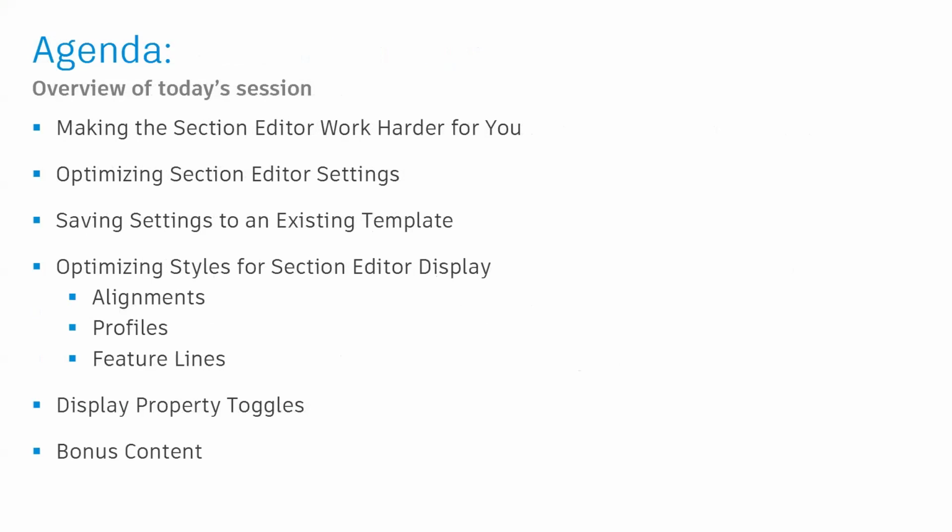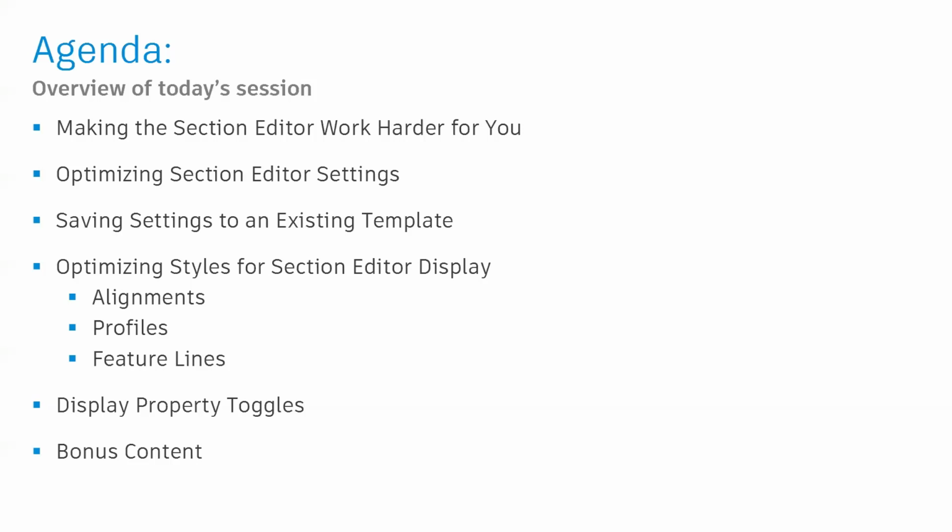Just a quick agenda for today's session. We're going to start out by looking at how we can make the section editor work harder for us. In hindsight, that may have been a better title for this session because that's exactly what we're going to do. We're going to look at how we can make our targets and potential targets display within the section editor. Things like alignments and profiles, feature lines, and survey figures.